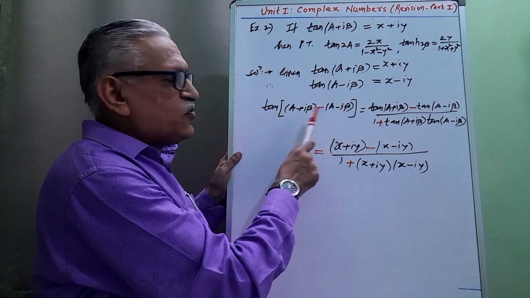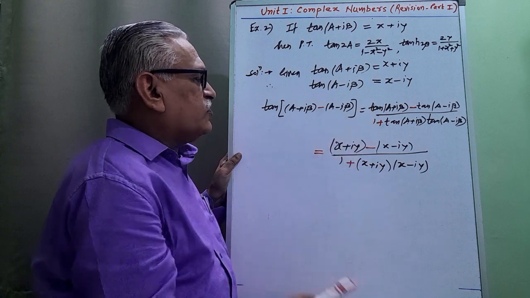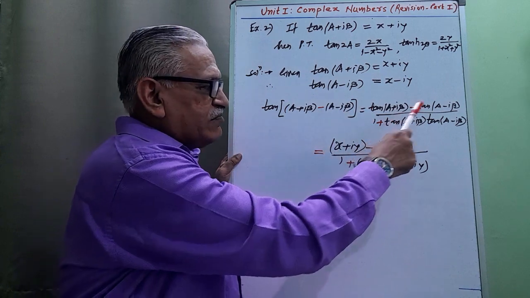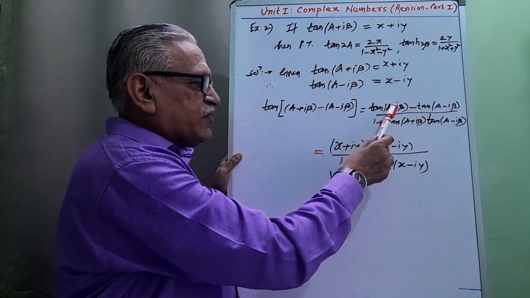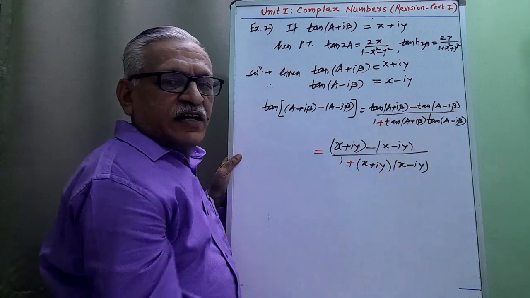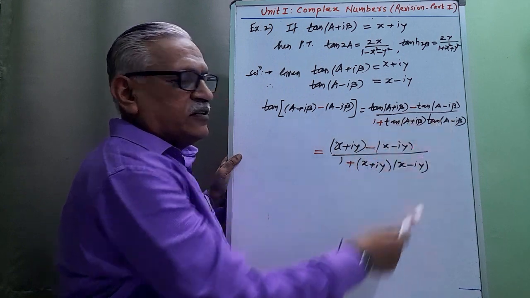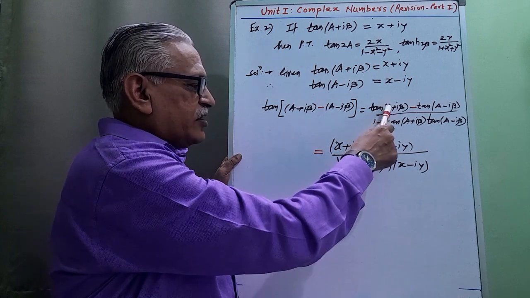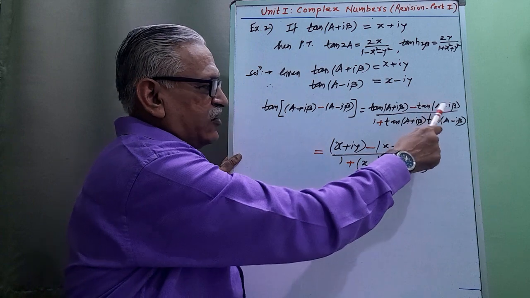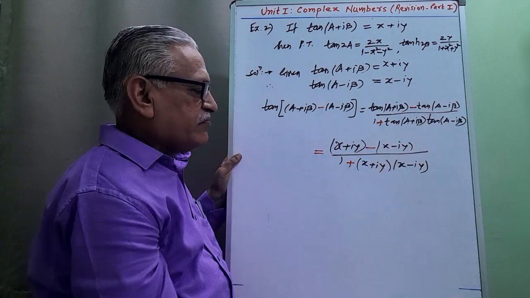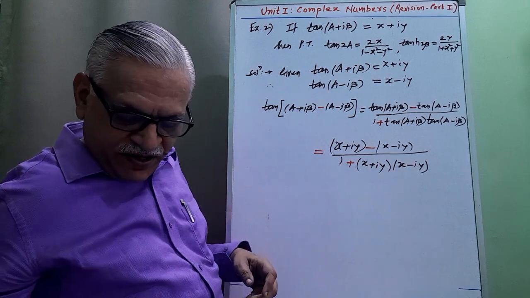This time we subtract these two angles. Therefore tan of (a + ib) − (a − ib) is equal to tan(a − b), which is (tan a − tan b) divided by (1 + tan a tan b). Therefore it becomes (tan(a + ib) − tan(a − ib)) divided by (1 + tan(a + ib) into tan(a − ib)). Substitute values: tan(a + ib) is x + iy, tan(a − ib) is x − iy, and 1 + (x + iy) into (x − iy).